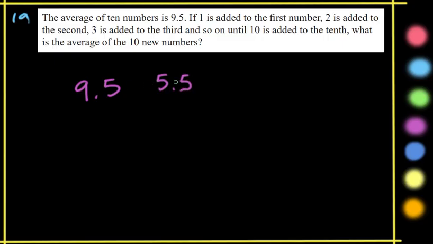And I can just add these two averages, right? So 9.5 was the average of the original numbers. 5.5 was the average of the numbers I added. So the new average will be the sum of those two averages, and that will be 15. So that's our final answer here.